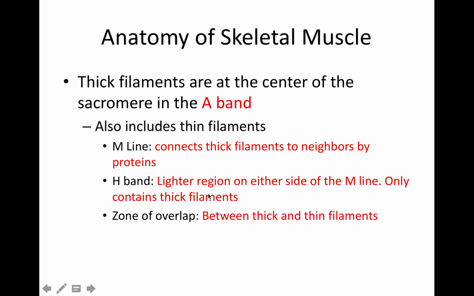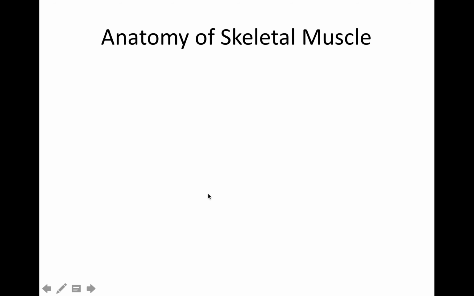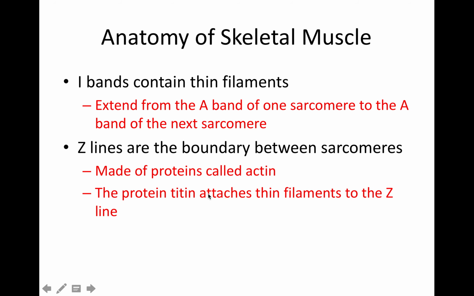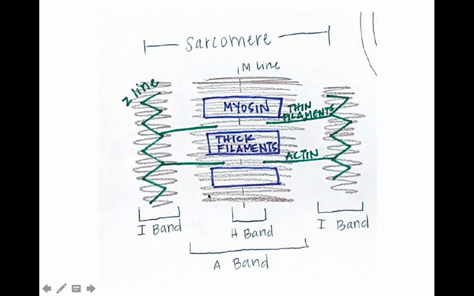And then you have the zone of overlap, which is where the thick filaments and the thin filaments are together within the A band. I have a picture coming up in a few slides that'll help us explain it. Then also within each sarcomere, there's going to be two I bands. I bands extend from one A band of a sarcomere to the A band of the next. And within the I bands, we're going to find Z lines, and Z lines are the boundaries between sarcomeres. It's important to note that Z lines are also made of actin, just like our thin filaments.